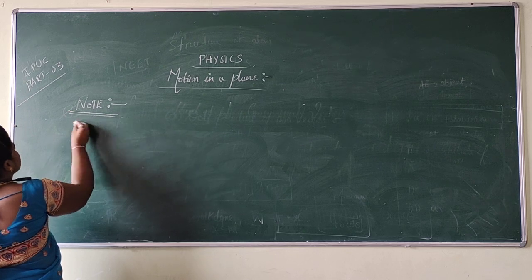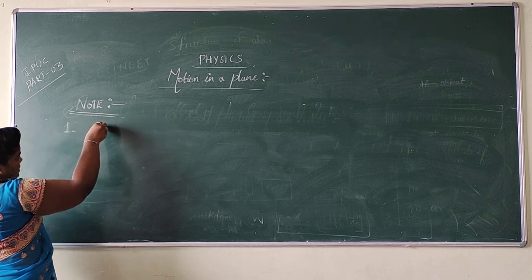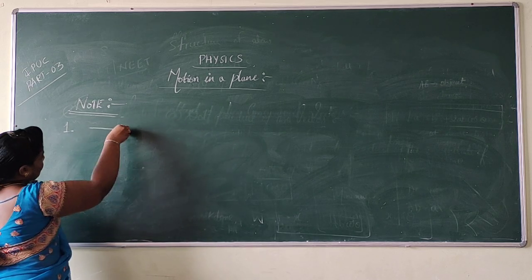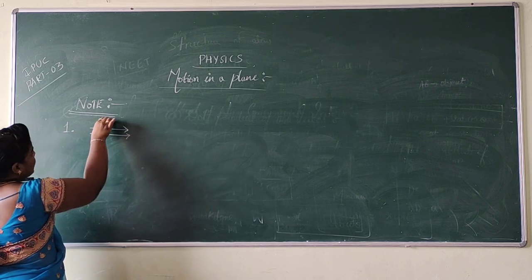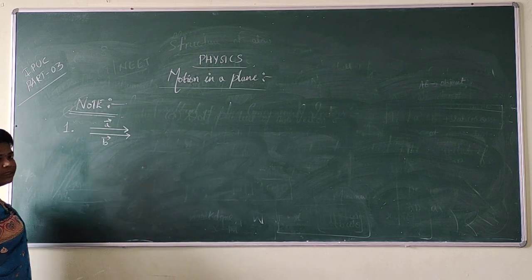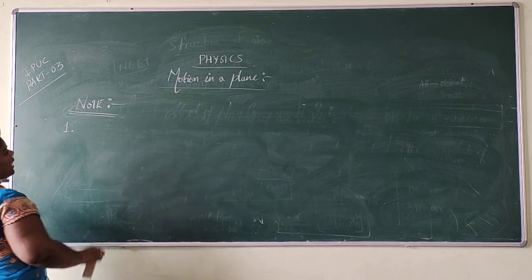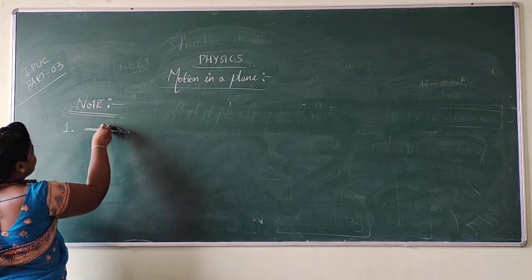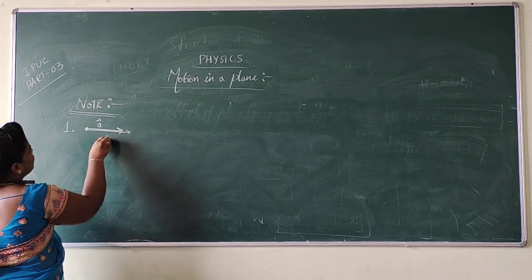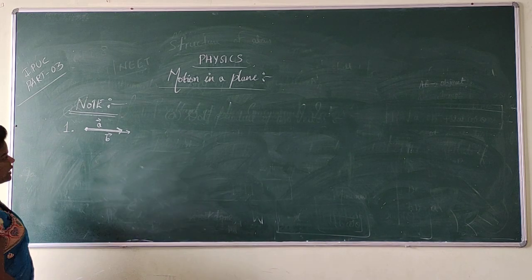Yes, and this is the first point. See, my dear students, suppose we have two vectors, vector A and vector B. The angle between the two vectors, vector A and vector B, is 0.